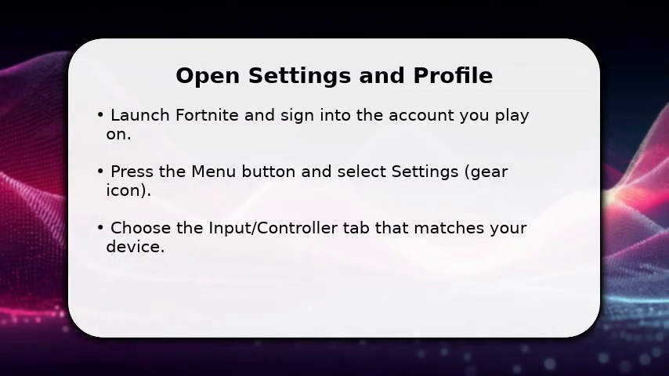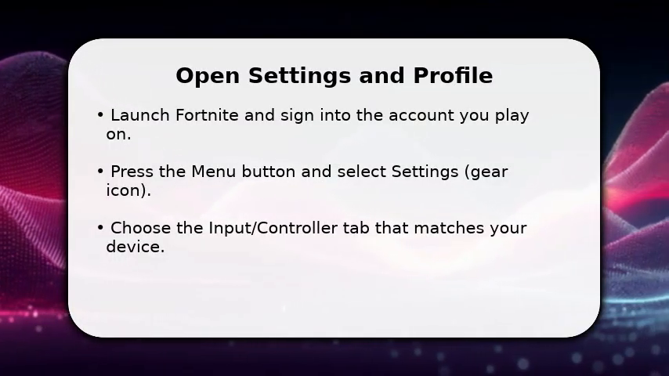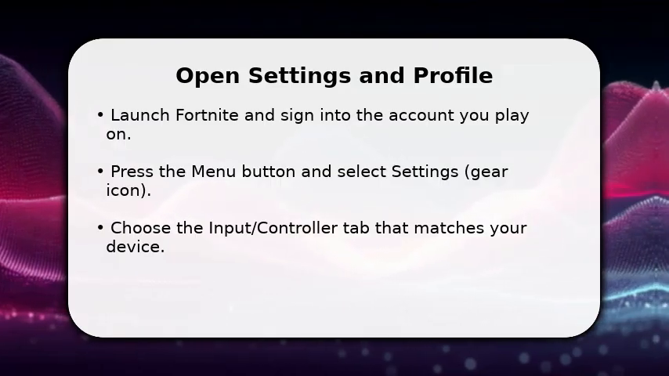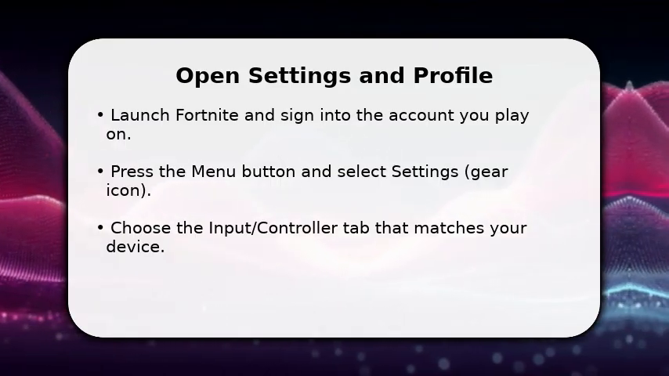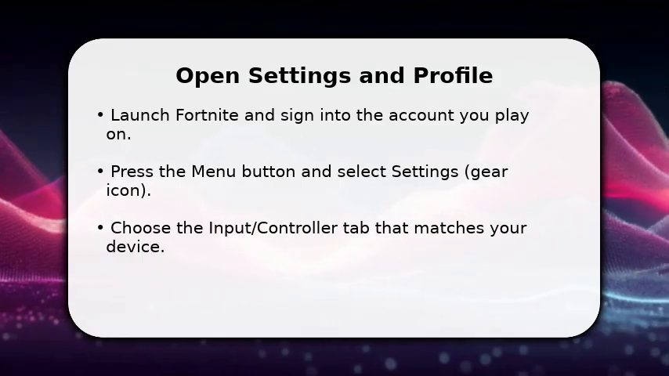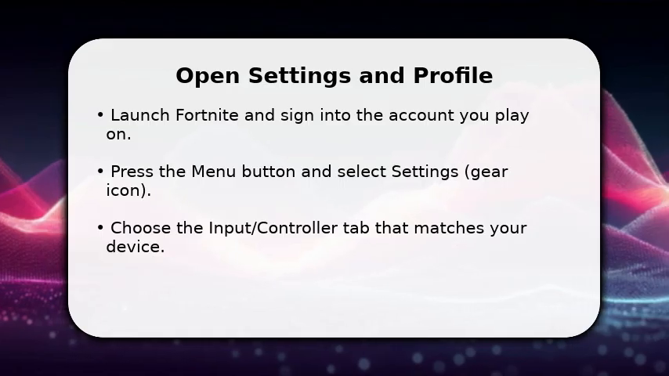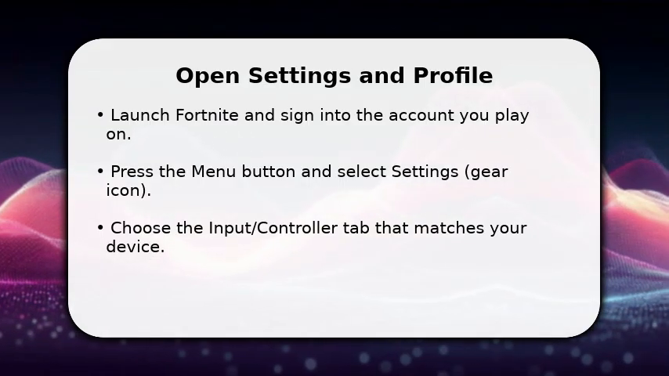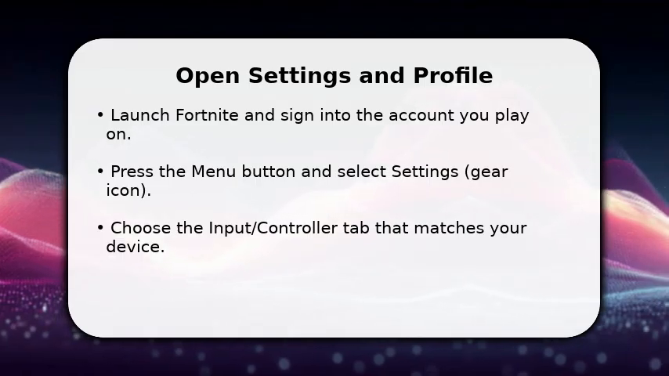You start inside Fortnite, sign into your account and open the main menu. Once done, press the settings gear so you're in the options screen fast. Make sure you pick the input or controller tab that matches your platform, PC, console, or mobile, because editing controls live there. This step puts you directly where the edit behavior lives. Do not change graphics or audio now.